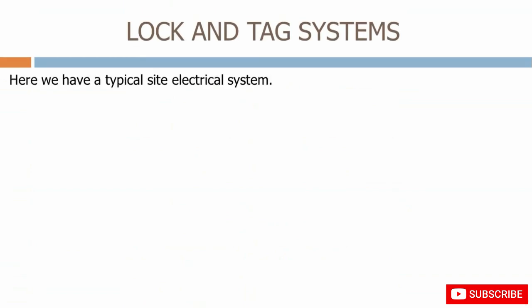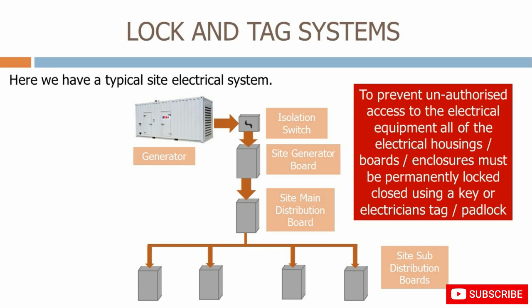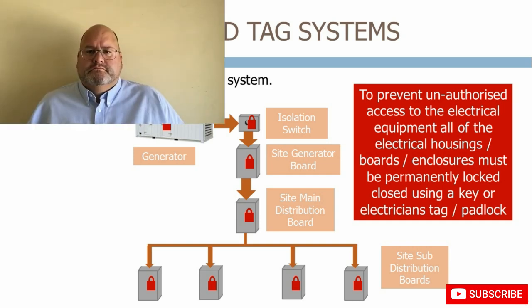Here we have a typical site electrical system. To prevent unauthorized access to the electrical equipment, all of the electrical housings, boards and enclosures must be permanently locked closed using a key or electrician's tag and padlock. The competent electrical person needs to take control of their electrical system and make sure that no one else can access any live terminals or equipment, make any modifications, or put themselves in harm's way. The only way to achieve this is by locking off all electrical enclosures.